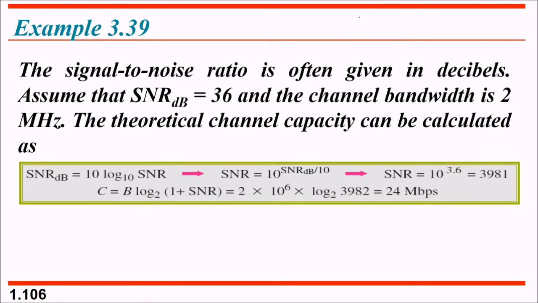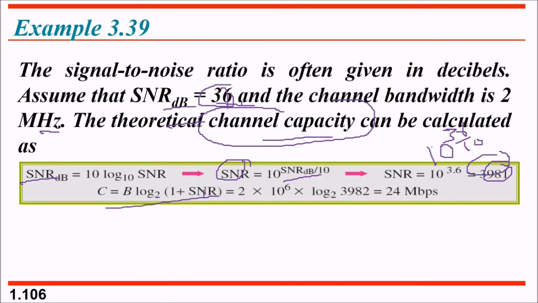The signal to noise ratio SNR is often given in decibels. Say SNR in dB is given as 36 and the channel bandwidth is 2 megahertz. How can we calculate the theoretical channel capacity? SNR dB is given by 10 log 10 SNR. So SNR will be 10 to the power of 36 divided by 10, that is 10 to the power 3.6. You get the normal value from dB. Now we place the SNR in the capacity formula: 2 into 10 to the power 6 times log 2 of this value. That will be 24 megabits. I hope you got the idea. This is very simple.